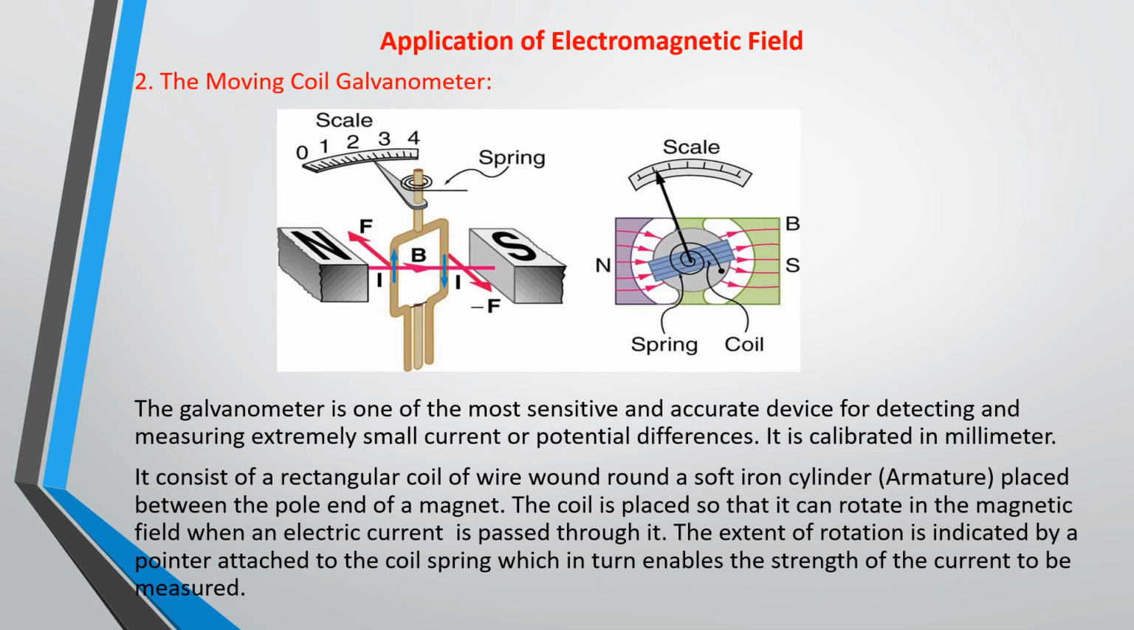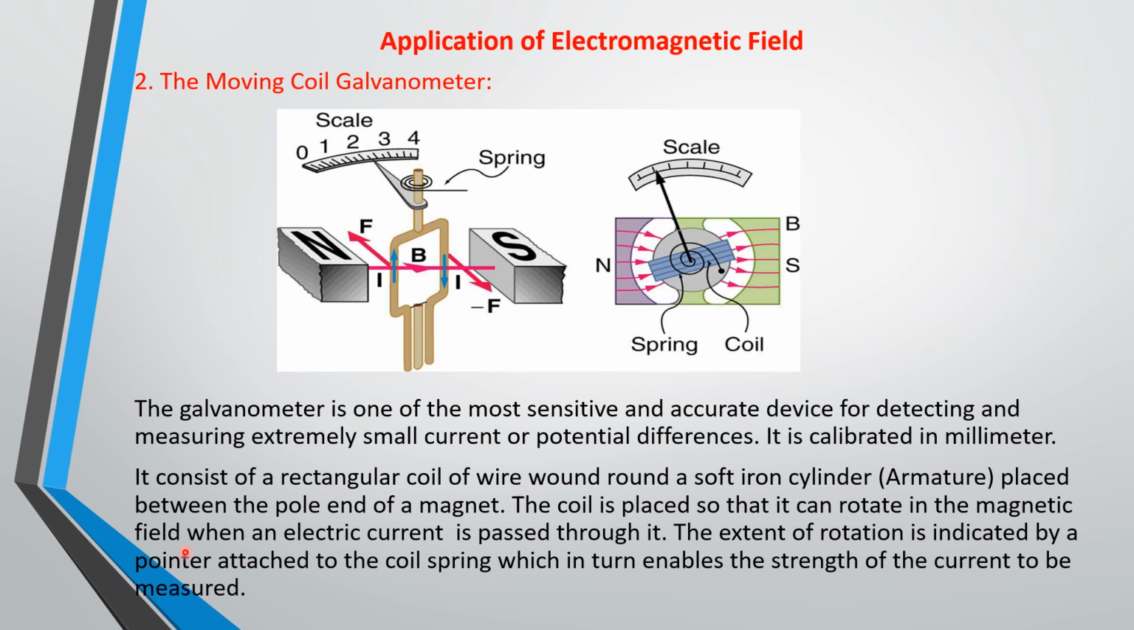Another application of the electromagnetic field is in a moving coil galvanometer. We've discussed galvanometers in some of our other lectures. So we want to see the working principle of the galvanometer and how it relates to the electromagnetic field.